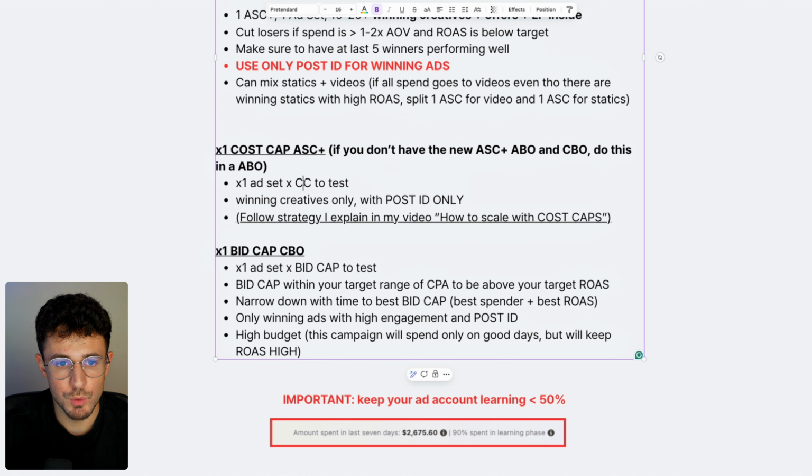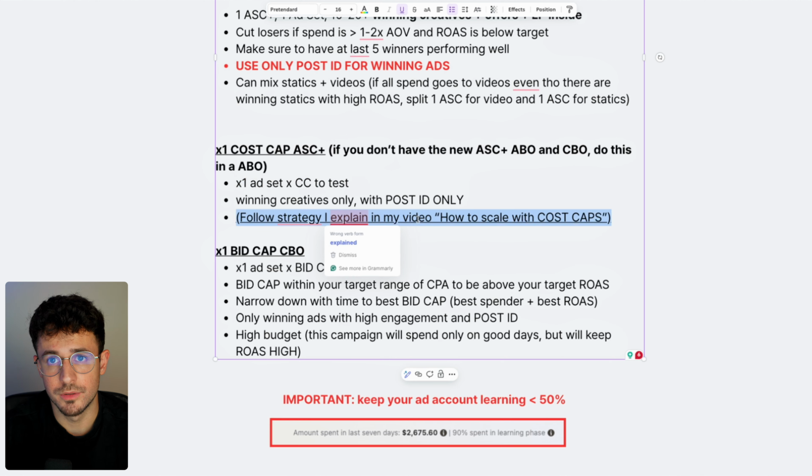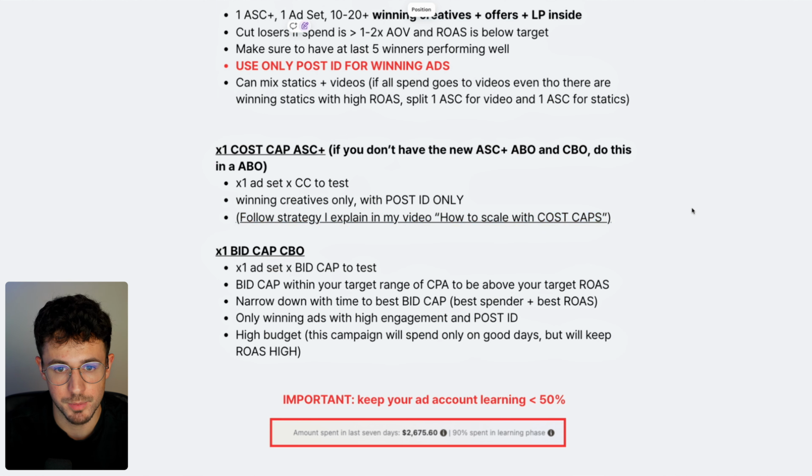So going back here, you want to test different cost caps. I already made a video, so you should go watch the video where I explain how to scale Facebook ads using cost caps. So how to test cost cap and everything, just go watch the video so you have a better understanding of the entire process.